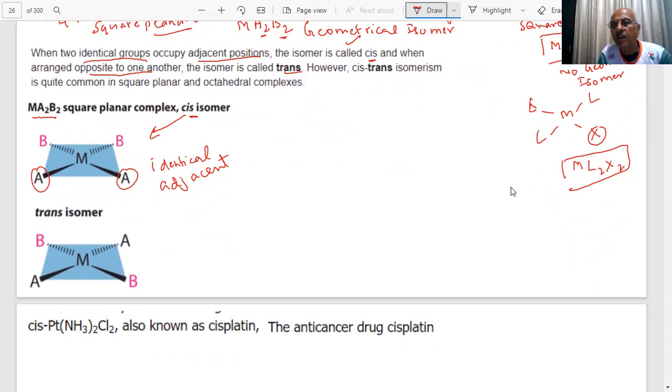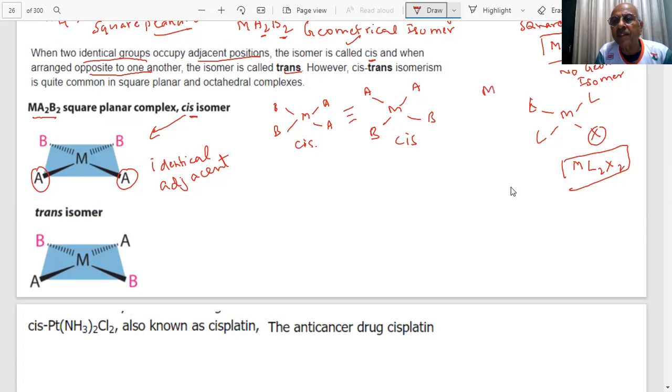Or the easiest way to write it: supposing I have this, you draw the square planar. You have A and A, they are adjacent, then B, B. This is cis. Even if I write like this, they are the same thing, students. See, same thing. Adjacent, they are adjacent. But these are all cis. They are the same things.